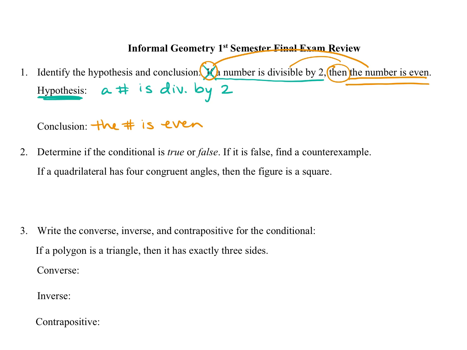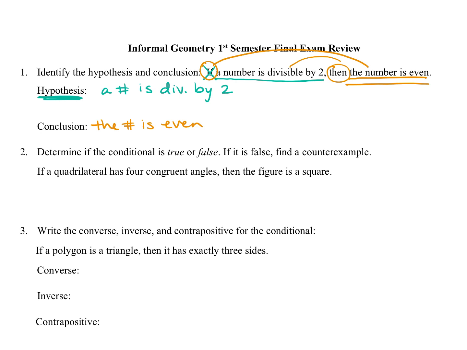When I ask you what the hypothesis is, it's just the portion that comes after "if," and the portion that comes after "then" is your conclusion, right? Because the "if" and "then" stay put even when we do a converse. "If" is always going to be at the beginning, and "then" is always going to be in the middle.